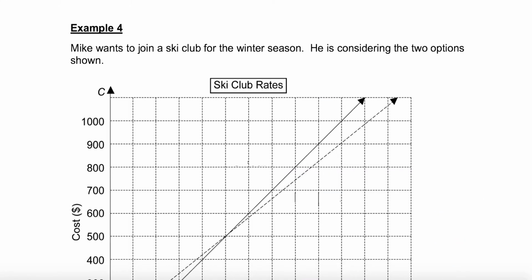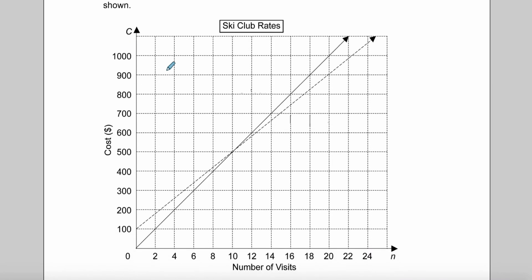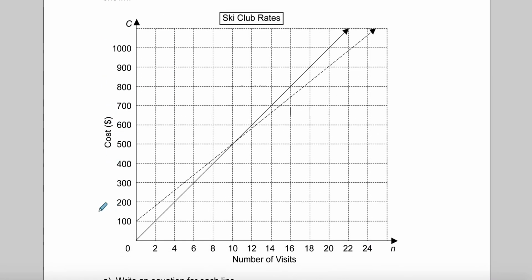So example 4, it says Mike wants to join a ski club for the winter season. He's considering the two options shown. So there are two options that we see here. We have costs and we have number of visits across the bottom. It looks like two different lines here. One starts at 0, one starts at 100. The one that starts at 0 looks like it's going up. The slope is more steep. And the other one, the slope is not as steep, the dotted line.